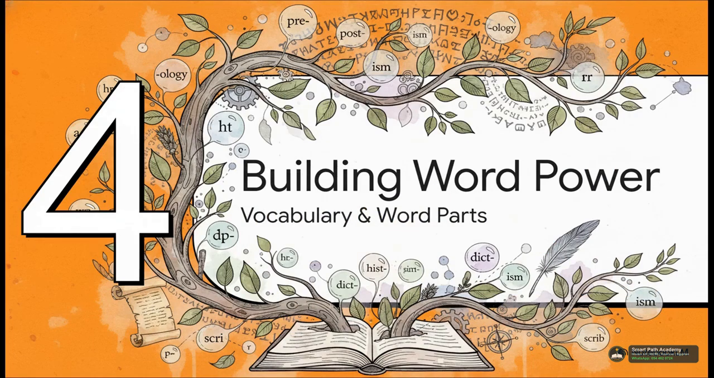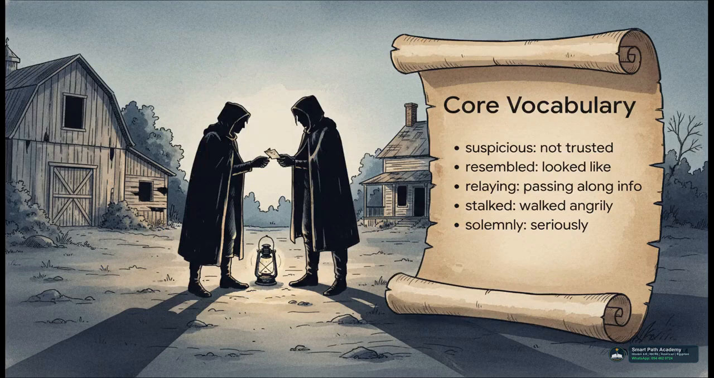Section 4. Building word power. Authors are super picky about the words they use because they want to build the perfect atmosphere. Let's look at our core vocabulary. First up, suspicious, meaning not trusted. During apartheid, standing out made you suspicious. Resembled simply means looking like someone else.